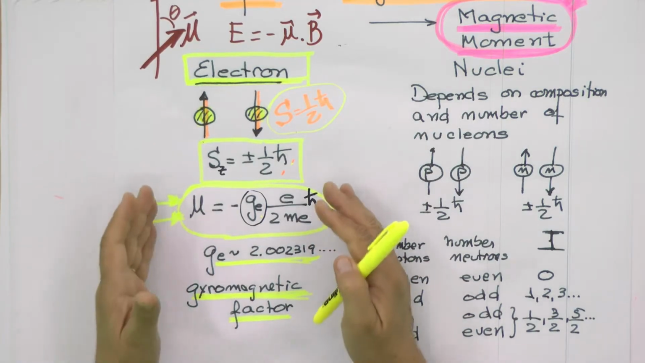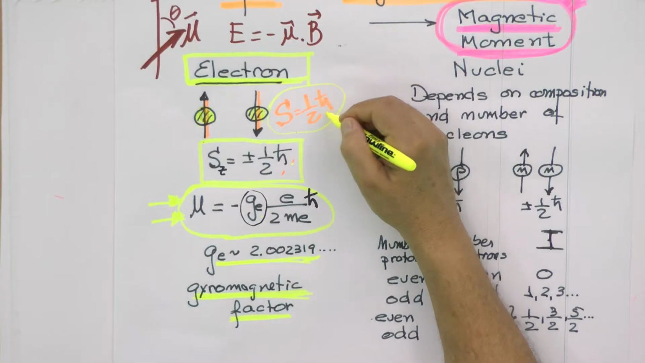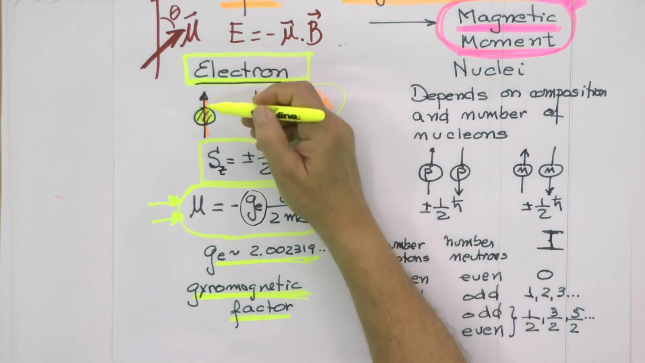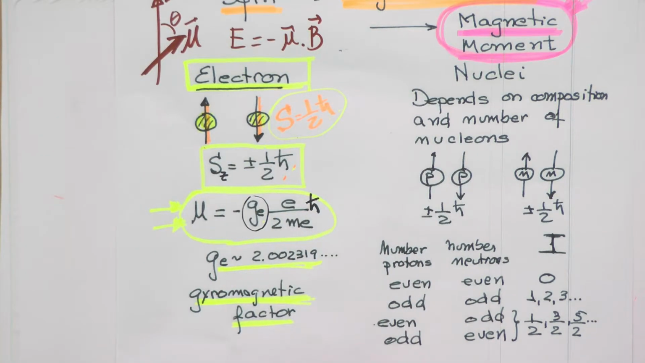Now, this is for the electron. So the electron has a spin half of h bar, and the orientation of the electron can be up and down. And that's what can be. And the electron is alone.